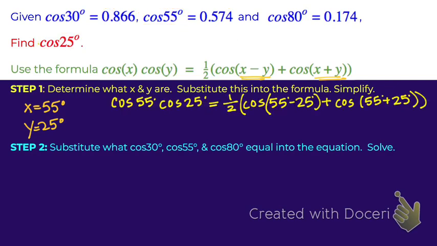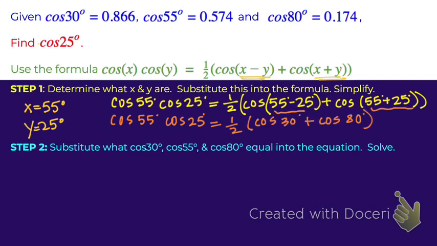All right, this is looking good. Let's simplify what we can. On the left, we can't do anything with that right now. But on the right, I could subtract this. I could add this. And now we're ready to substitute in what we were given, what the cosine of 30 degrees, 55, and 80 are. So let's substitute that in here, here, and here.